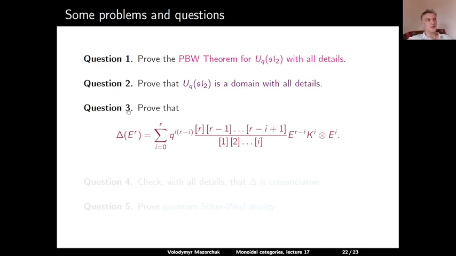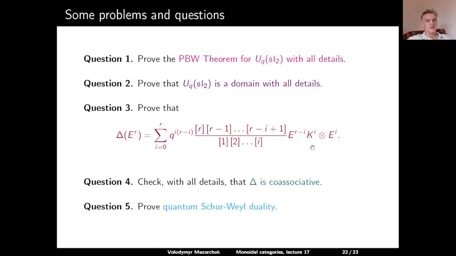Question 3. Prove the following formula for the comultiplication applied to e to the power r. This is a sum, i from 0 to r, q to the power i times (r minus i), and then the product of quantum r, quantum r minus 1, and so on, quantum r minus i plus 1, divided by the quantum i factorial, and then e to the power r minus i, k to the power i, tensor e to the power i. Question 4. Check with all details that delta is coassociative. And question 5. Prove quantum Schur-Weyl duality for SL2.